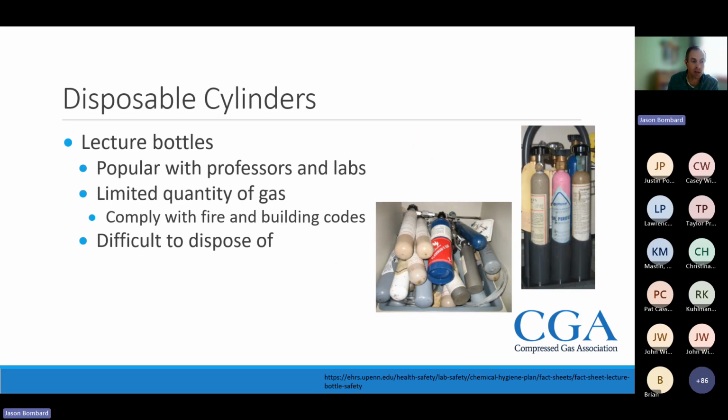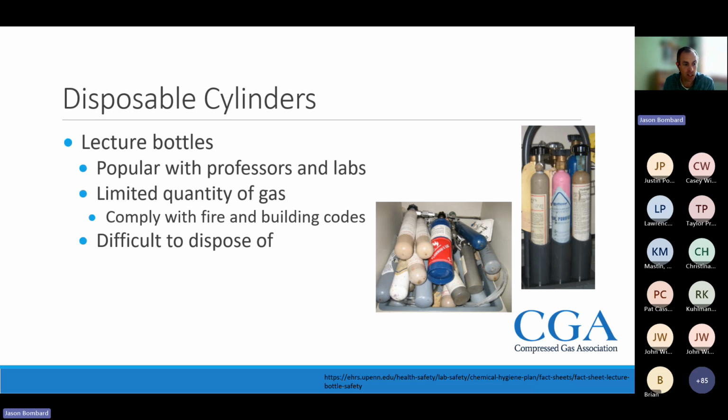There's also lecture bottles, which are very small, high pressure cylinders, typically about 2 inches in diameter, 10, 12 inches long. They got their name because they're very popular with professors and laboratories for demonstrations in classes. They store a very limited quantity of gas, which helps them to comply with fire and building codes. So you'd fall under the limits for sprinklers, say, or something like that.